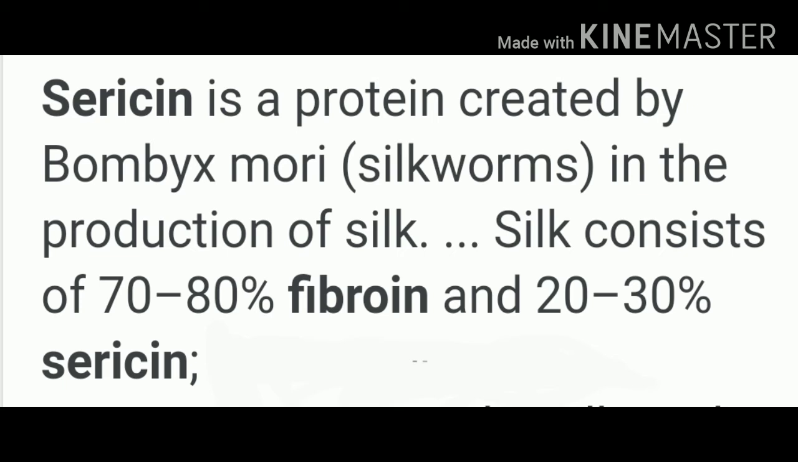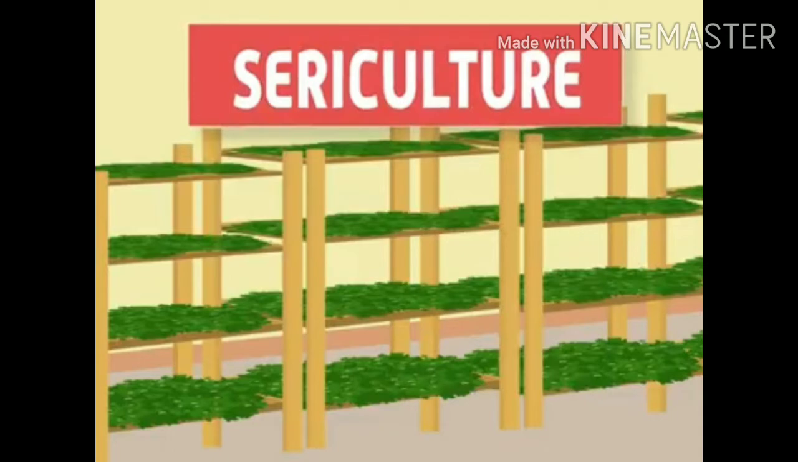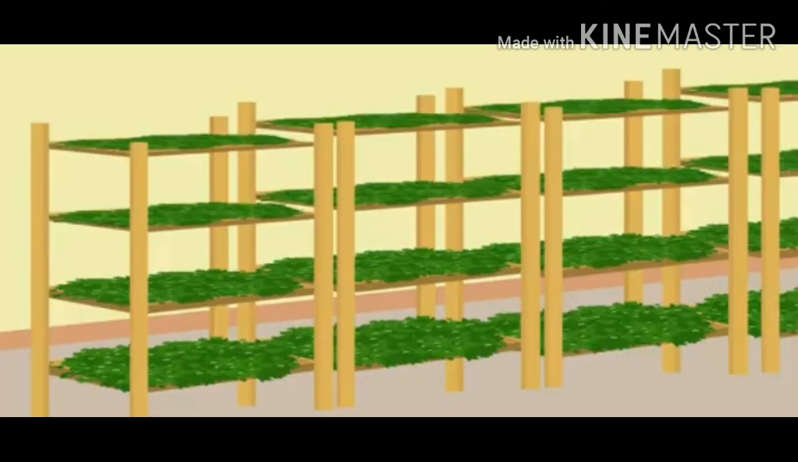Silk fiber is produced as a filament by the caterpillar of a silk moth. The rearing of silkworms for obtaining silk is called sericulture. Sericulture means silk farming. Sericulture is a very old occupation in India. India produces a lot of silk on commercial scale.